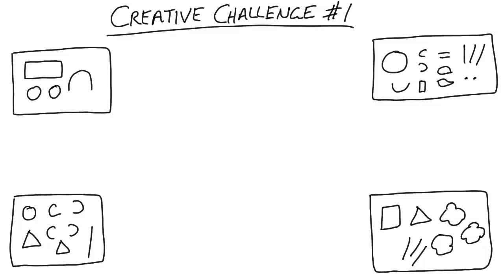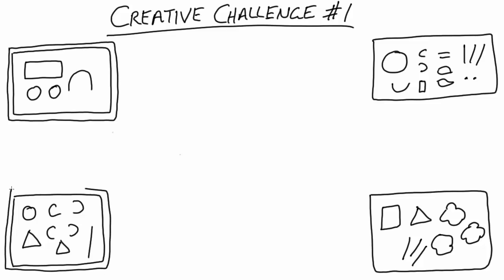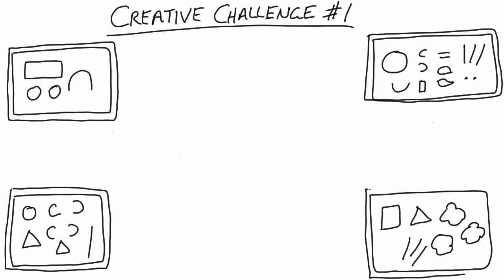Now, what we want to do here is I've presented you with 4 boxes with visual alphabet elements within them. Each of these boxes contains a few alphabet elements, and what I want you to do is to combine these elements and turn them into pictures or doodles. So let's start with the first one.